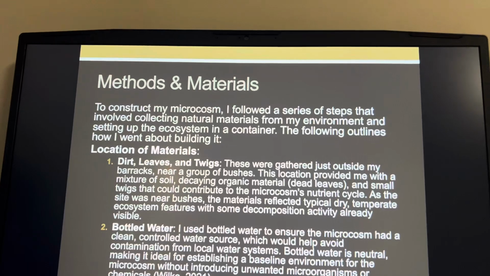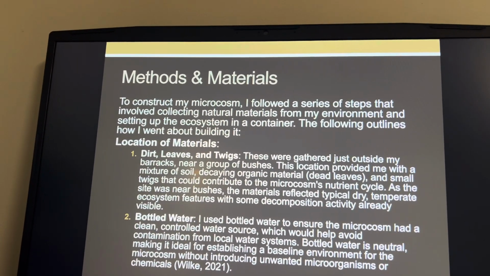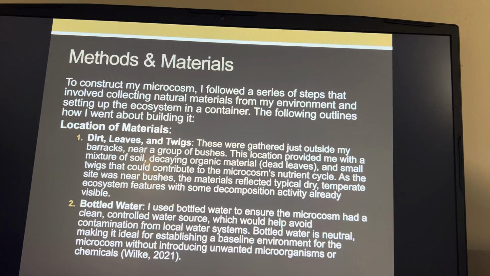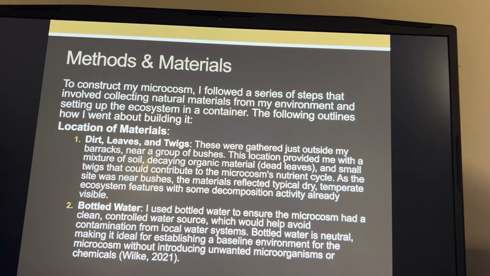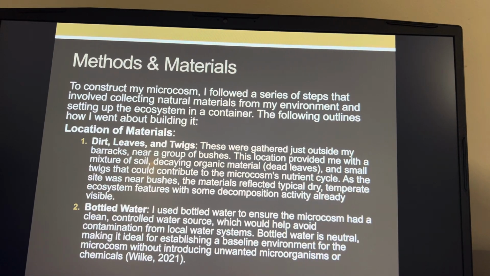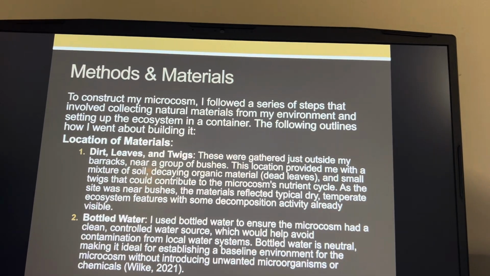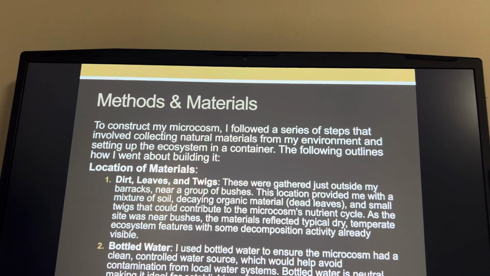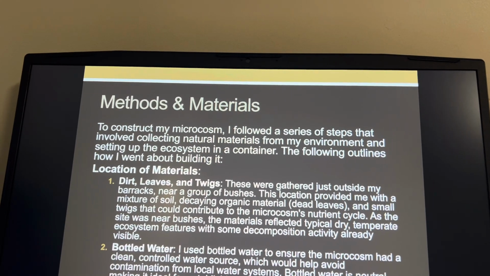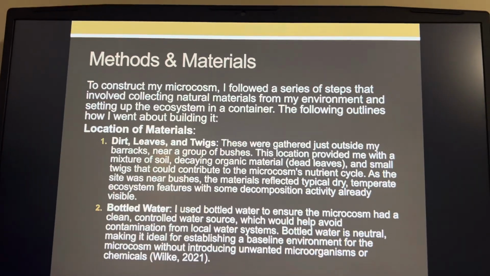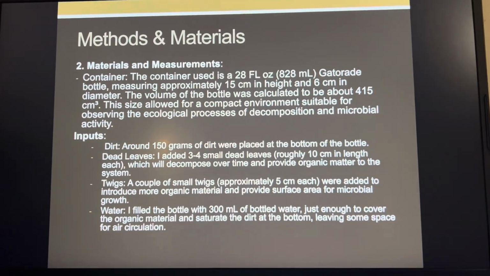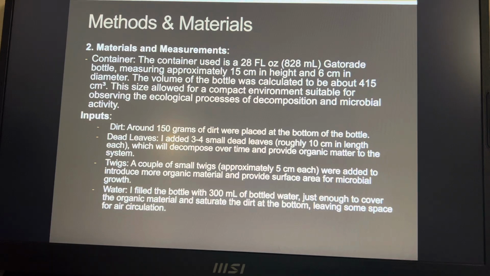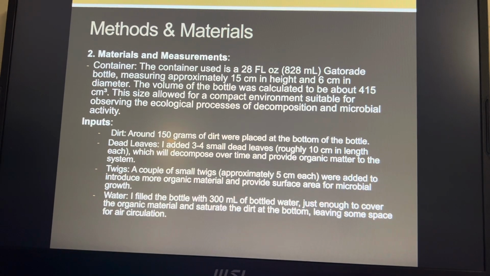To construct my microcosm, I gathered natural materials near my barracks. Dirt, leaves, and twigs were collected from a little brushy area outside the barracks to provide a mix of soil, decaying organic material, and structural growth for my microbial growth. Bottled water was used to ensure a clean, controlled water source. The container for the microcosm was a 28-ounce Gatorade bottle that I bought from the local exchange.